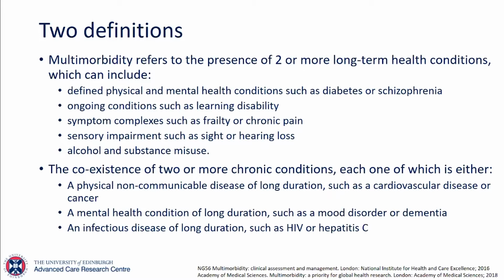And the AMS one specifically includes infectious diseases because it was an international definition. For example, our colleagues from South Africa were very keen to include HIV, hepatitis C. And we had a lot of debate about tuberculosis, which is long duration, but not necessarily quite so long duration.